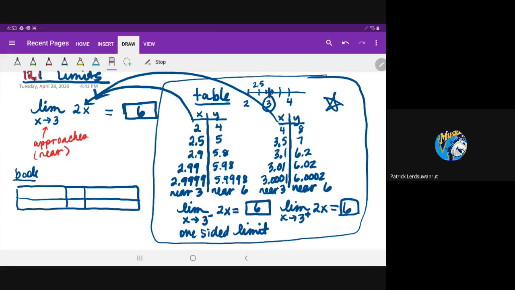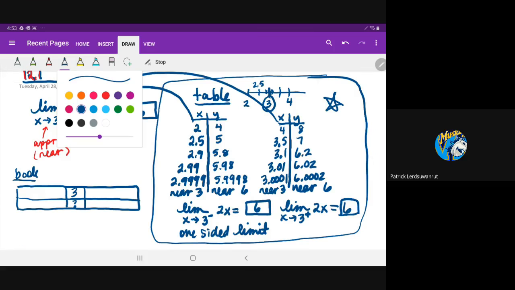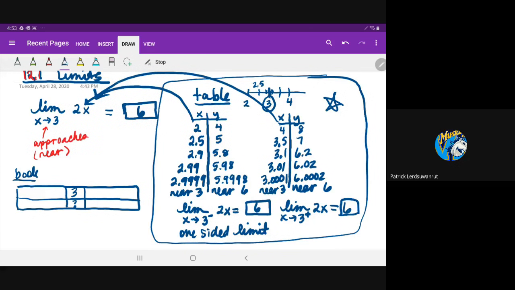Okay, so this is a 3, and then they put a question mark, but it's not really that they want to know what it is at 3. They just want to know what it's getting close to at 3. Okay, and then it looks like they have 3 on each side, and they picked close numbers. So here they picked 2.999, here they picked 2.99, and here they picked 2.9. So you could see they got real close to it real fast.